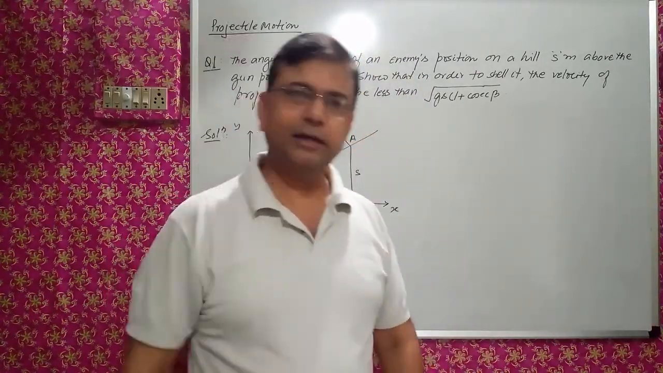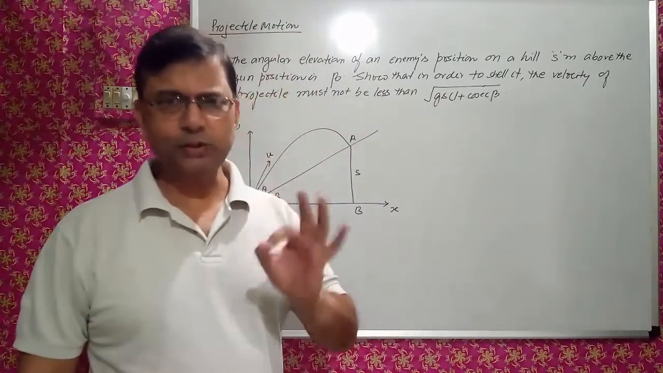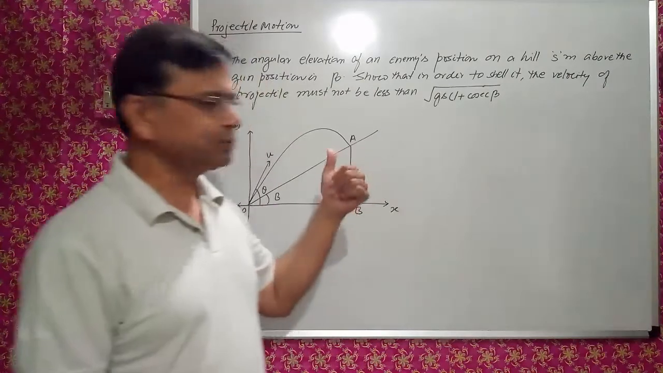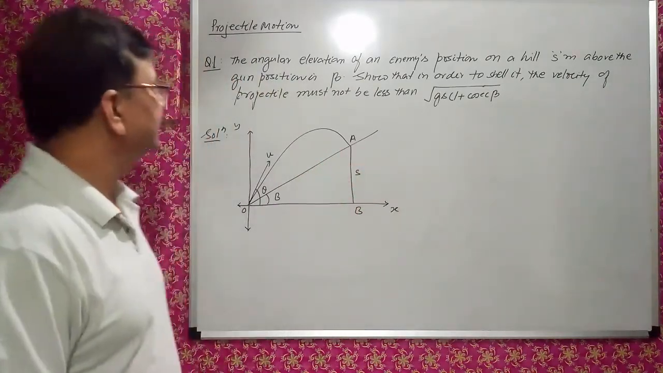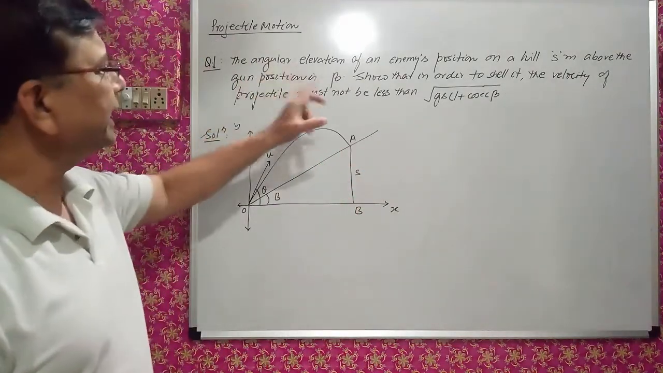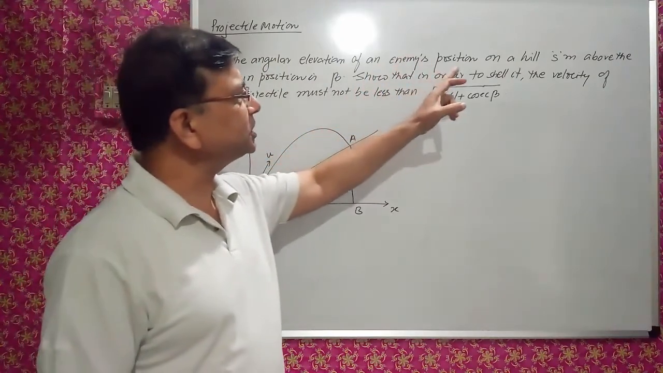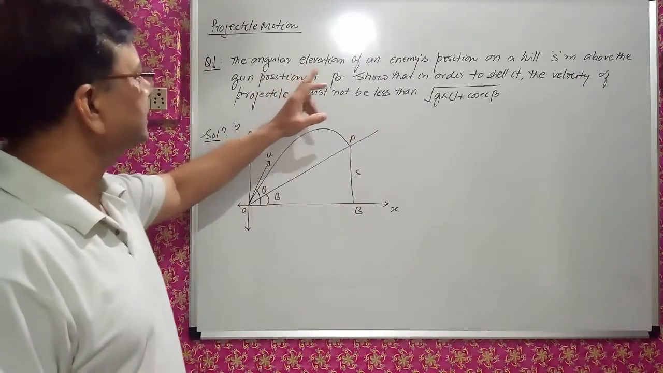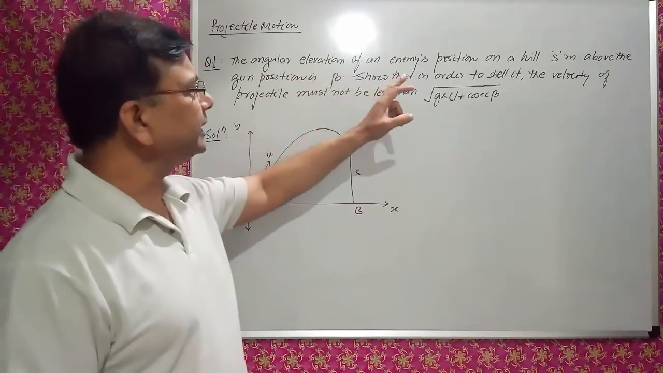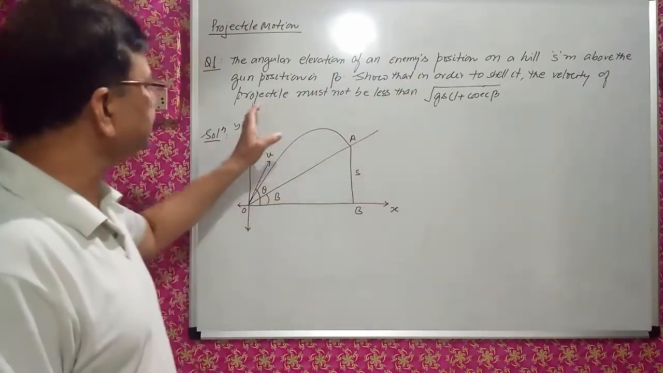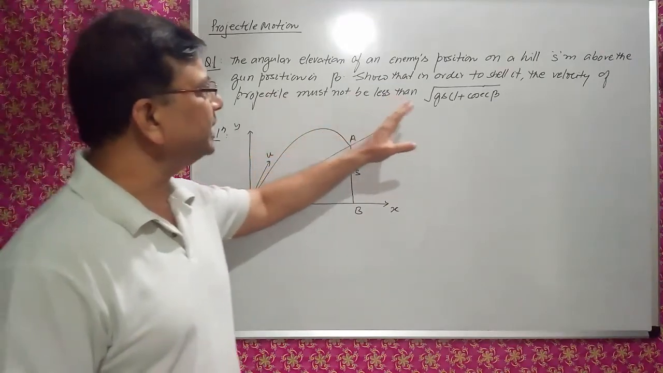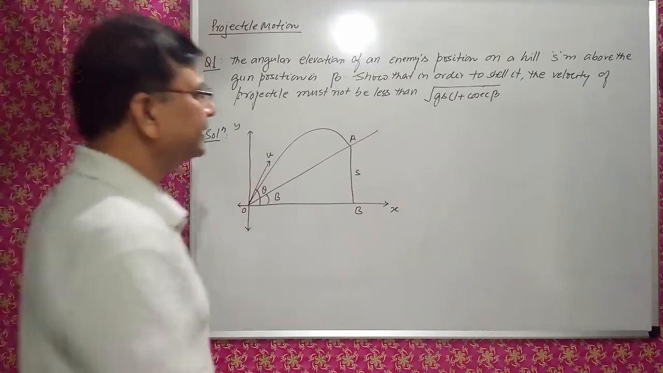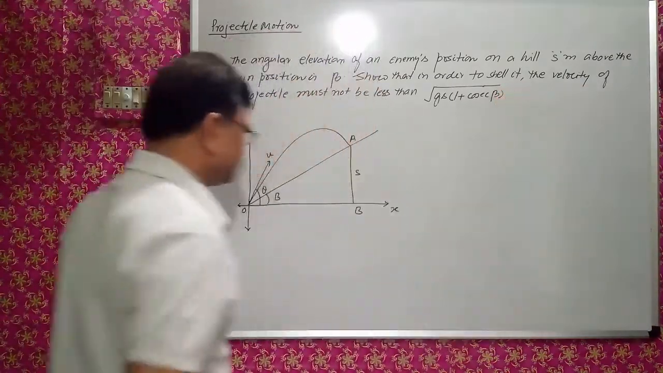I am going to take a few good problems of projectile motion. Out of those, first question you see over here. The angular elevation of an enemy's position on a hill s meter above the gun position is beta, so that in order to shell it, the velocity of projectile must not be less than under root gs(1 + cosec beta). This is the question.